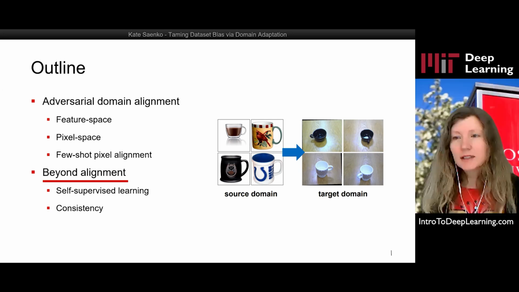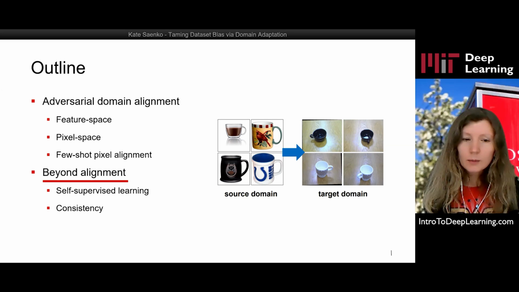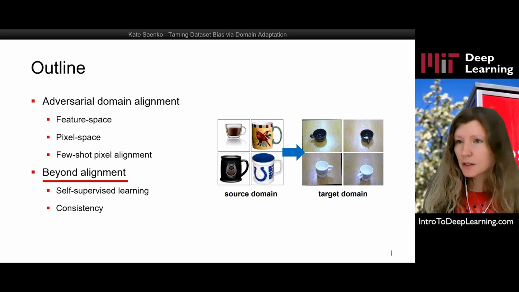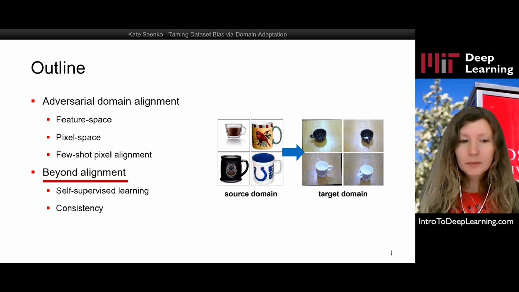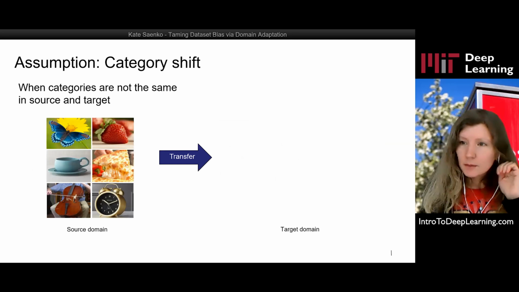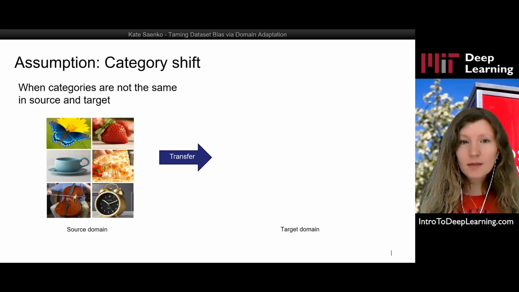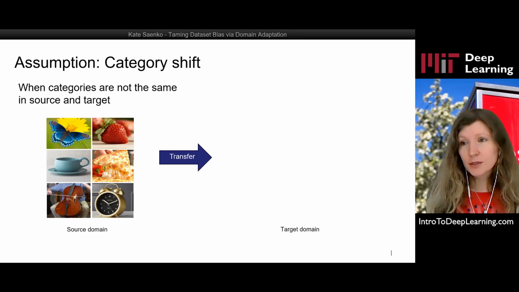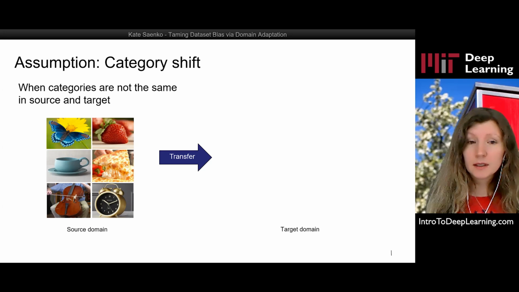Yep. So in just the last few minutes, I want to talk about more recent work that we've done that goes beyond these alignment techniques that I talked about and actually improves on them. And the first one is self-supervised learning. So one assumption that all of these methods I talked about make is that the categories are the same on the source and target. And they actually break if that assumption is violated.